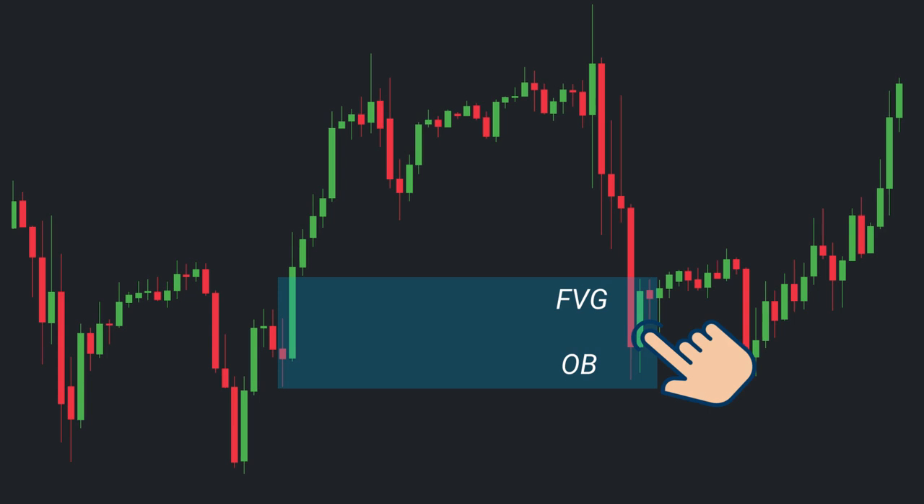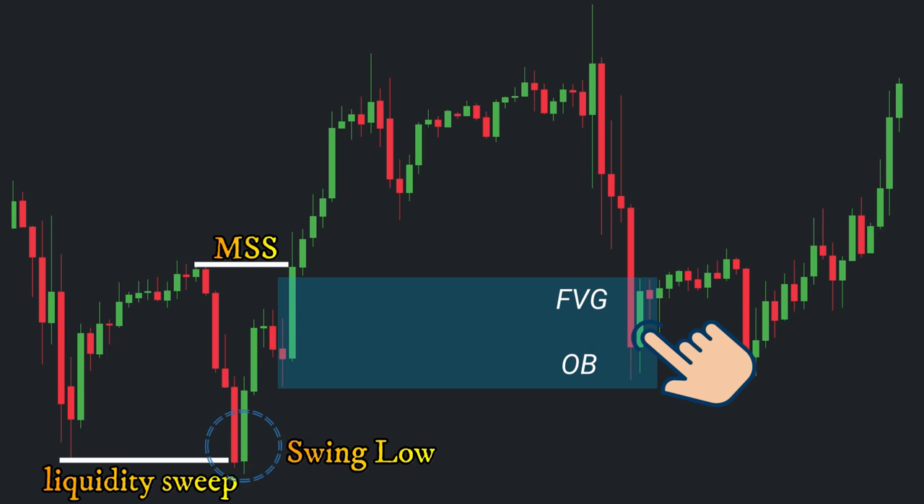However, this is not the only reason for the price reversal from the order block. The market formed a liquidity sweep and then shifted its market structure. The order block that formed is right after a swing low. This pattern clearly indicates market control by institutional traders.